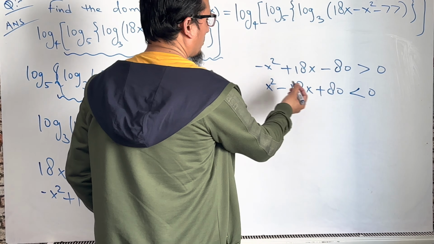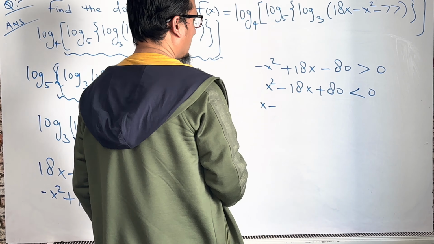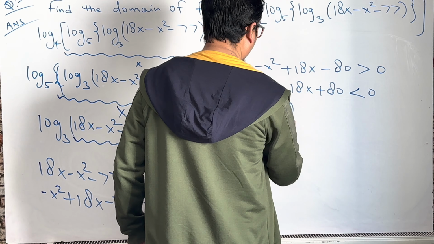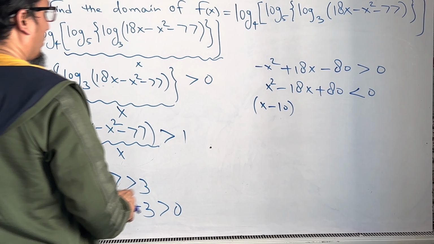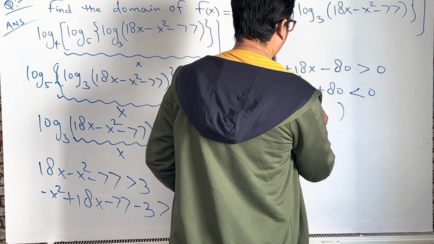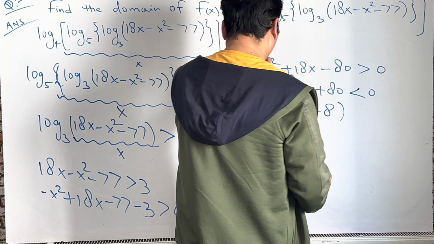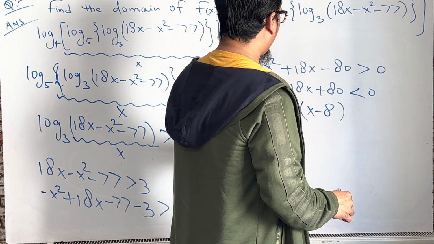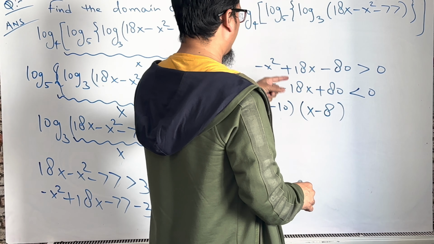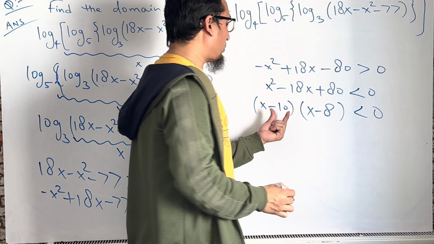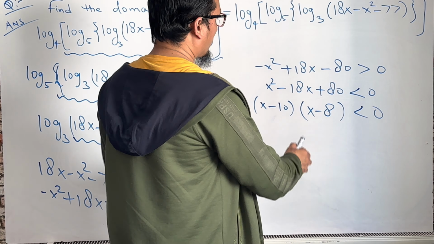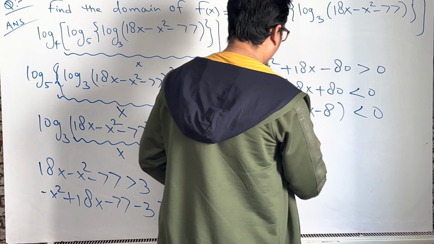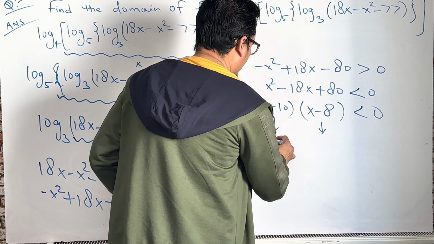As you know, you can solve this question. The factors are x minus 10 and x minus 8, right? Minus 10 times minus 8 is 80, and minus 10 minus 8 is minus 18. So we got two linear factors, x minus 8 and x minus 10, and I want this value less than 0. So what are the zeros? First we have to find them: this is 10 and this is 8.